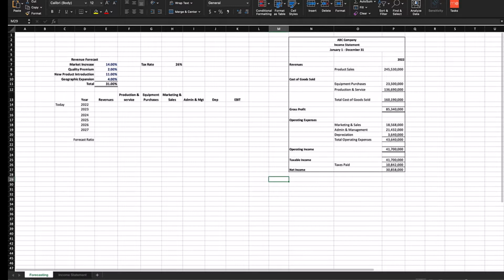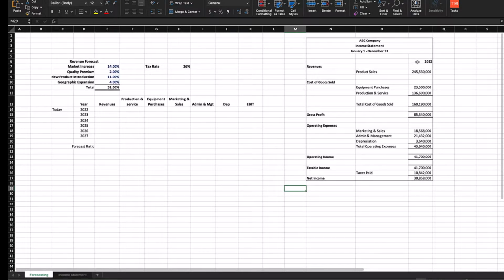So we're given ABC Company and their financials for the year. This is their year 2022, which is this year right here. And we can essentially just pull this straight from the income statement for that year. So we'll do that real quick, and you can follow along. The link to this spreadsheet is in the module, and you can follow along as I go along.